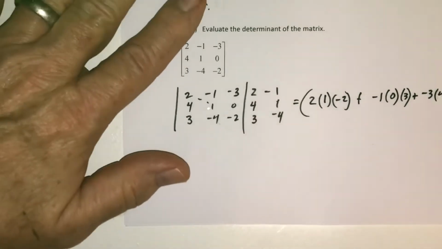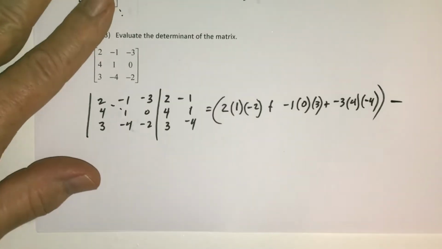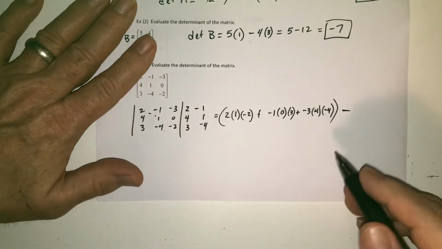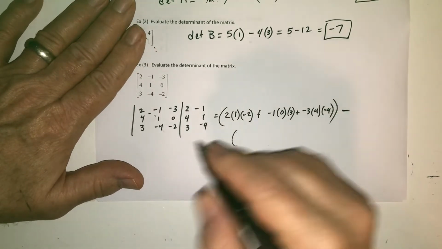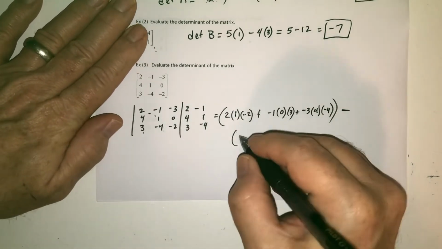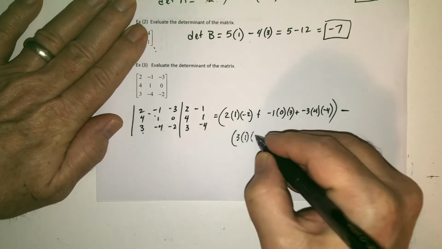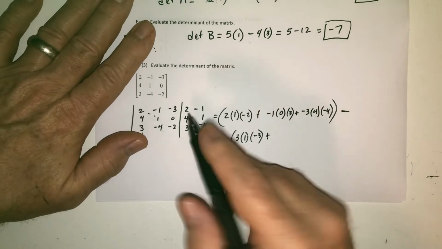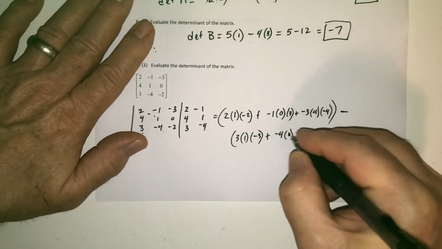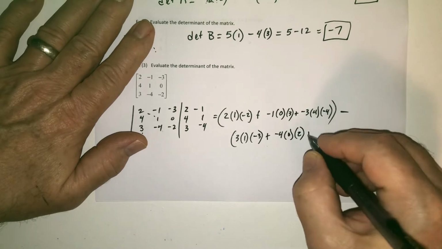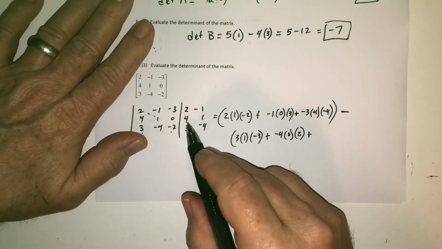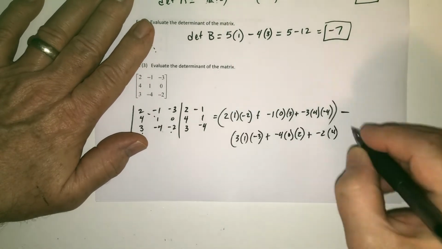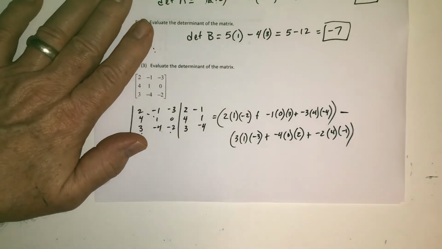Then I'm going to subtract from that sum. Let me move this over where you can see it. I'll zoom out a little bit. The diagonals going up starting from the bottom left: 3 times 1 times negative 3, plus negative 4 times 0 times 2, plus negative 2 times 4 times negative 1. And then I'll add those up.